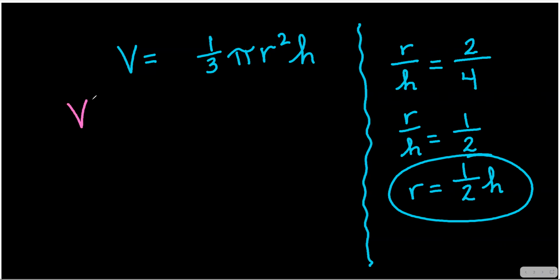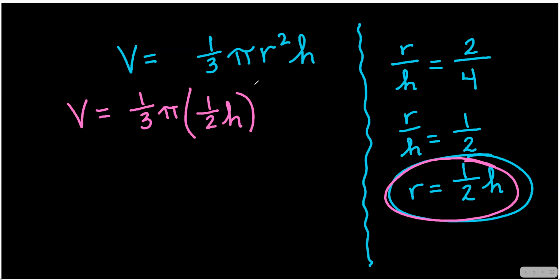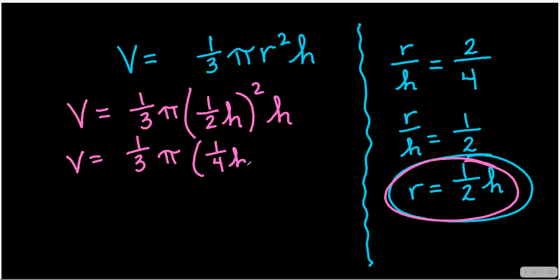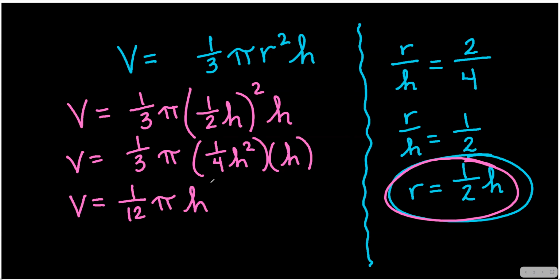So I'm going to go ahead and move this a little bit so I have some more space. V is equal to 1/3 pi. My radius now is this. So 1/2 h squared times h. And I'm going to try and simplify this. So 1/3 pi, this is 1/4 h squared times h. Multiplying again to clean this up a little bit more, 1/3 and 1/4 multiplies to give me 1/12 pi. And h squared times h would give me h cubed.